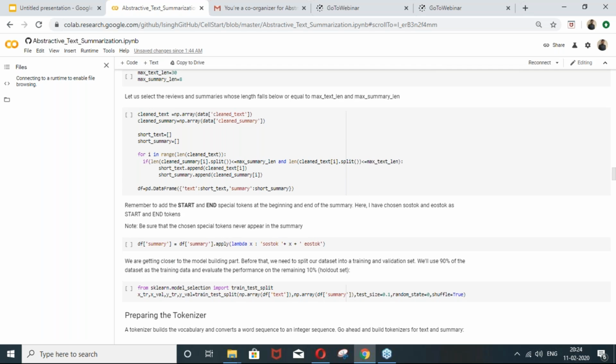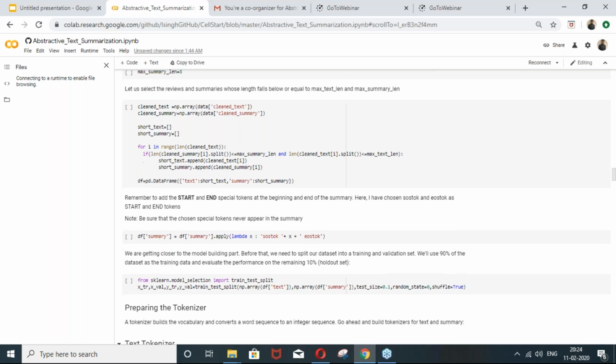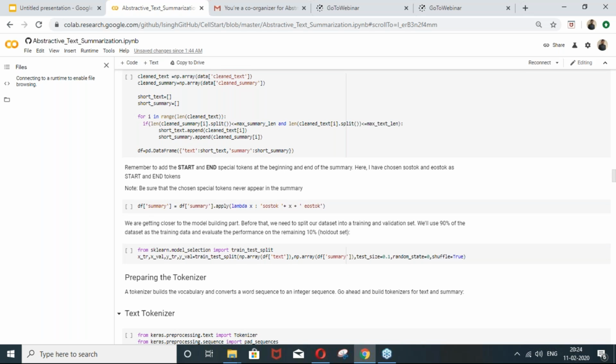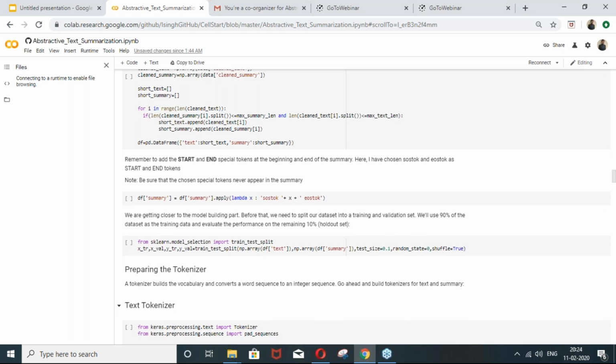So now we have got the perfect data. We have tokenized it, adding the starting and ending tokens. Now we are going to the model building part, that is the third part. As you have to divide the data, I have taken 90% as training data and the remaining 10% to evaluate the performance. So there is a distribution of 90 and 10%, and I have done that.